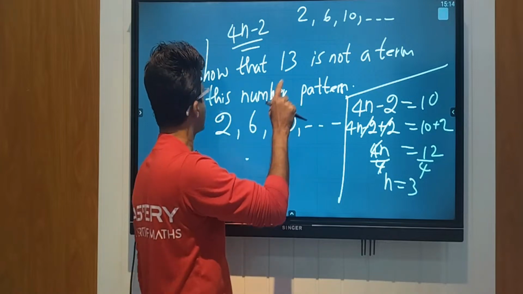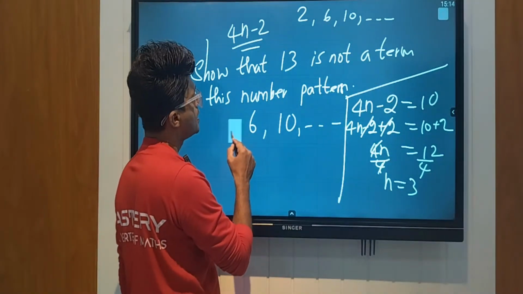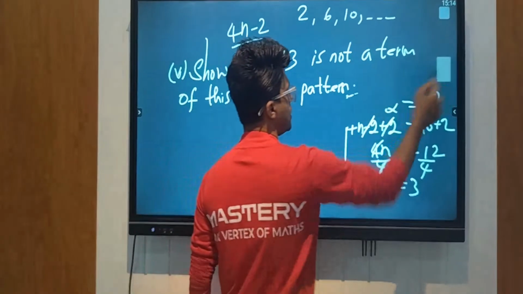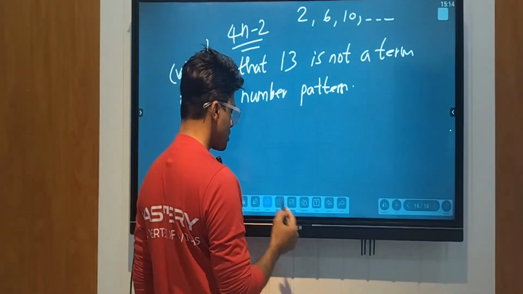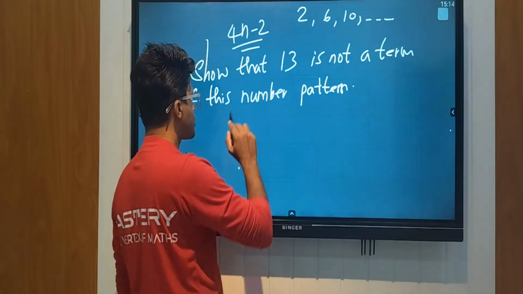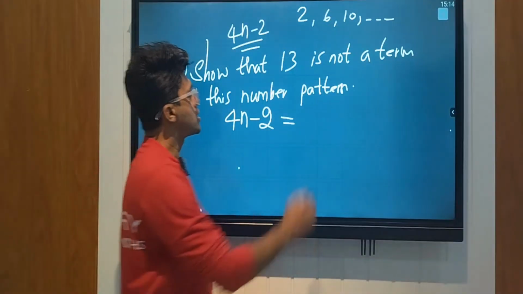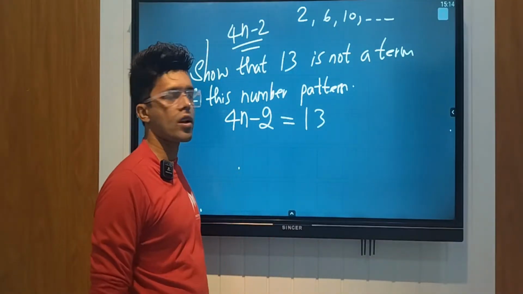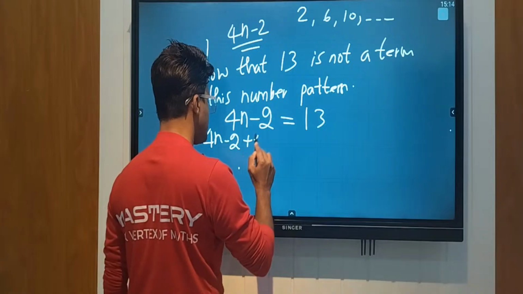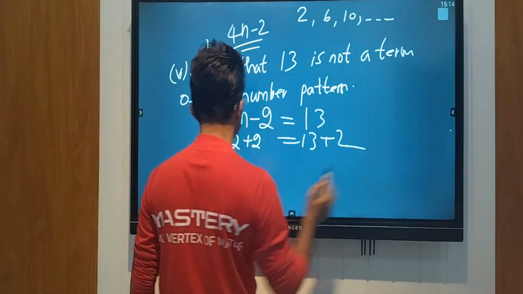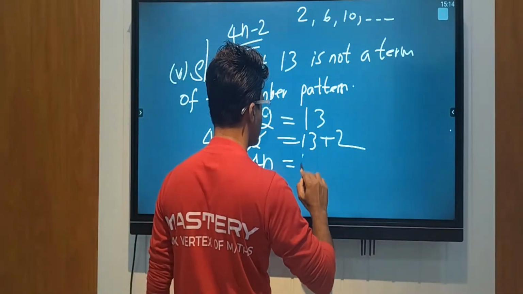So likewise, according to this question, we need to set up an equation. We need to show that 13 is not a term of this number pattern. 10 is a term of this number pattern, that is the third term. So in order to get the answer for this one, we need to set up the equation: 4n minus 2 equals 13. Now we add plus 2 to both sides. Minus 2 plus 2 we simplify. Then 13 plus 2 is 15.